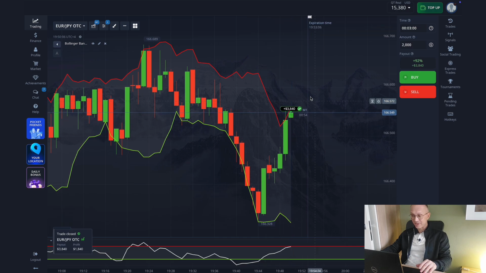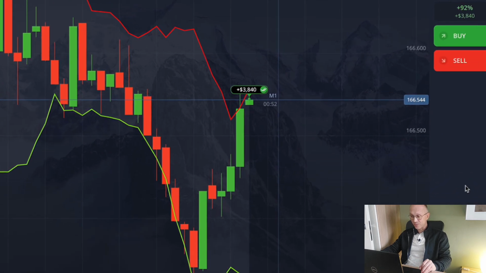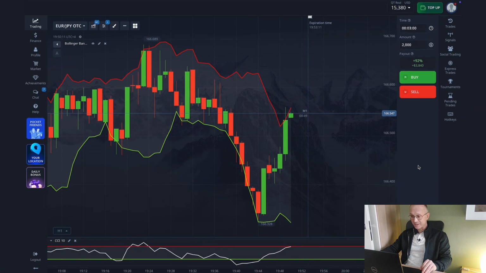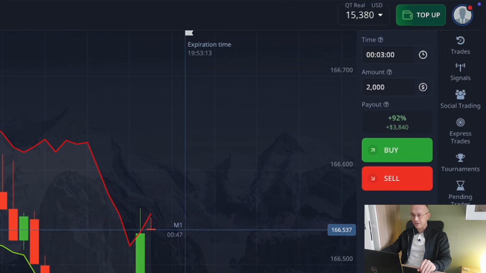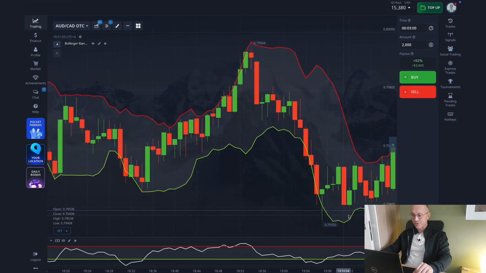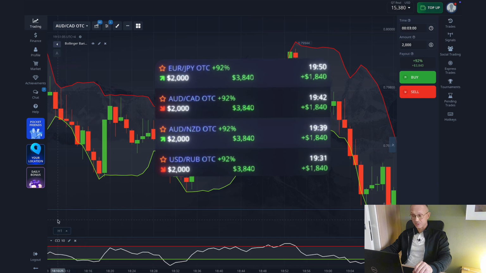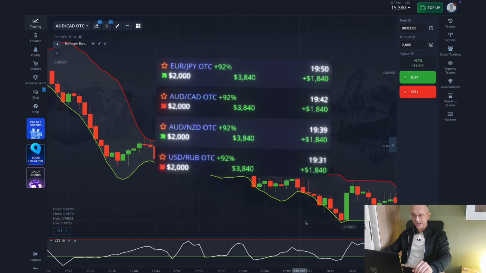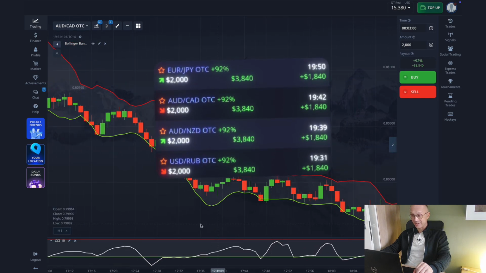Great! I've earned another $1,840 and my total balance is now $15,380. Excellent trading session. Increasing your balance from $8,020 to $15,380 is a very good result.